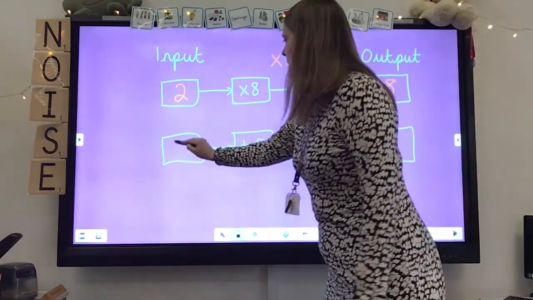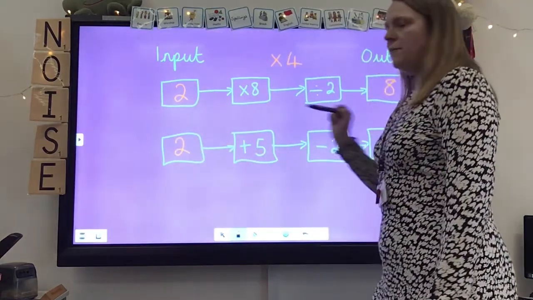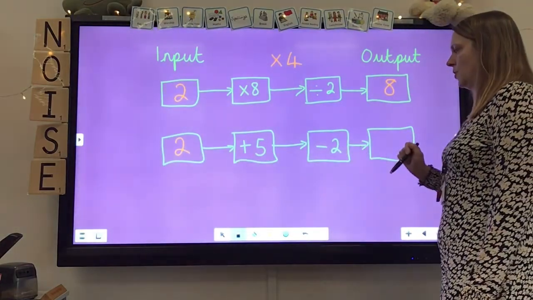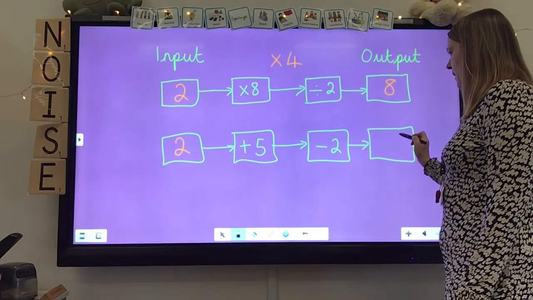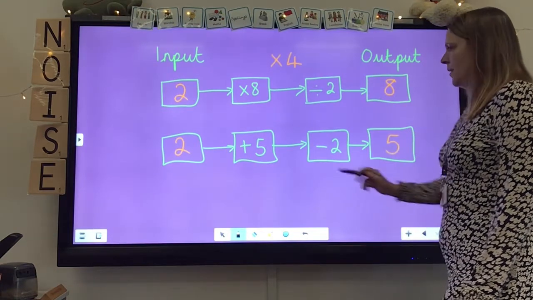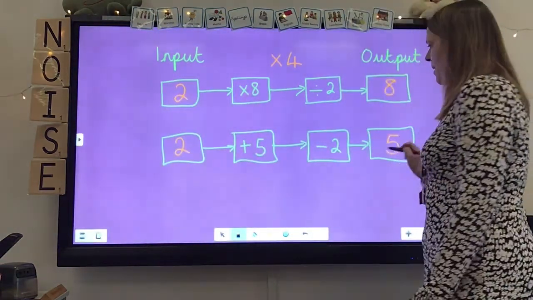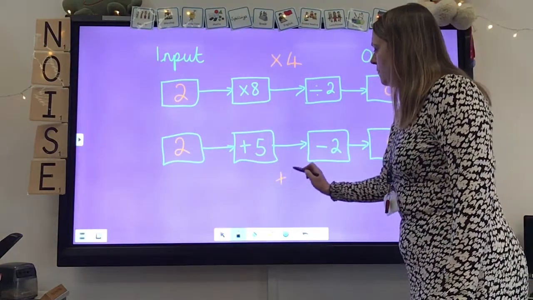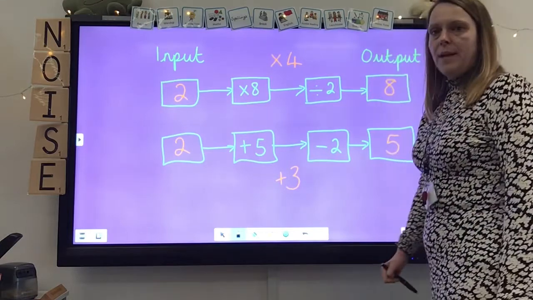Let's put 2 into this one. 2 plus 5 is 7. Minus 2 is 5. So what have I done as one step? I've added 5 and taken 2 away. So overall, I've added on 3.